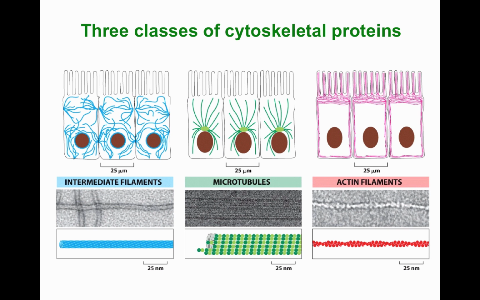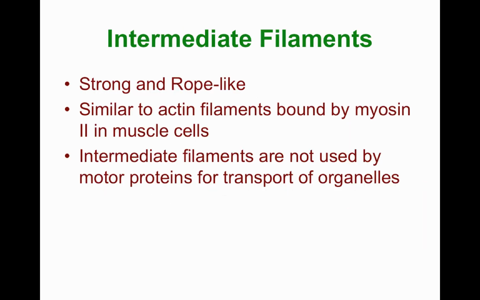the intermediate filaments are a type of rope-like molecule that can span between different cells. Let's take a look at those cells more carefully. Intermediate filaments are very strong and rope-like. In a sense, they're similar to actin filaments in muscle. However, they are not used by any motor proteins that we know, so they're not used to transport organelles just like actin and microtubule filaments are.